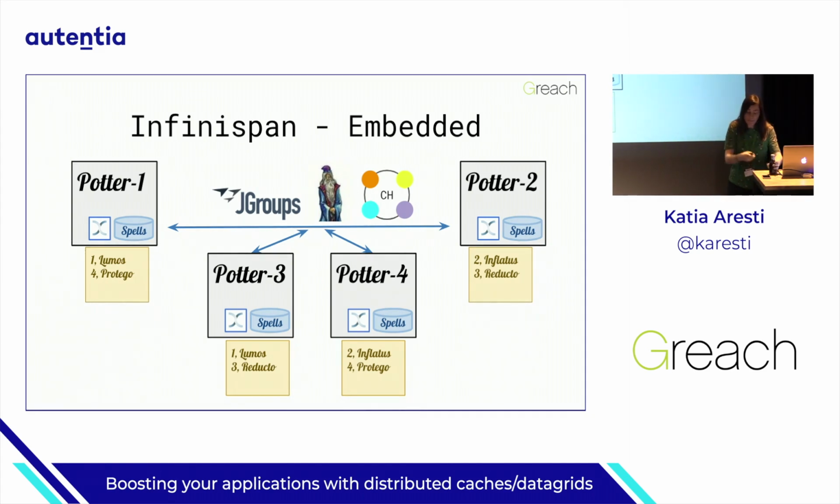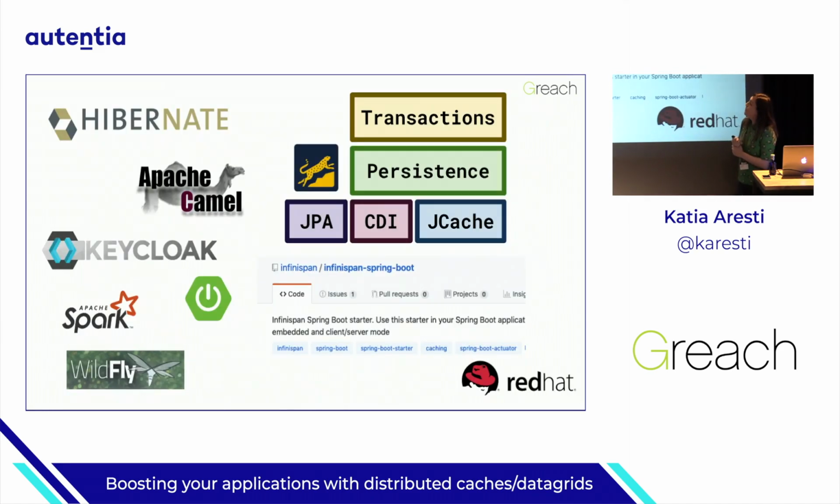So Dumbledore JGroups, it's a library for doing TCP reliable communication in Java. And Infinispan uses this to communicate between the nodes. All the algorithm of consistent hashing and all the different features that Infinispan does are implemented in Infinispan, but connectivity and connection is done with JGroups.